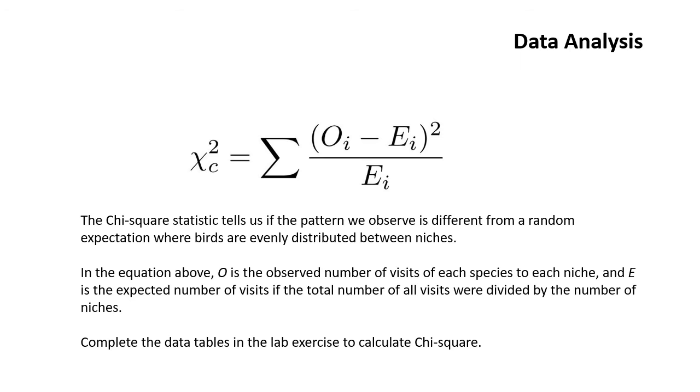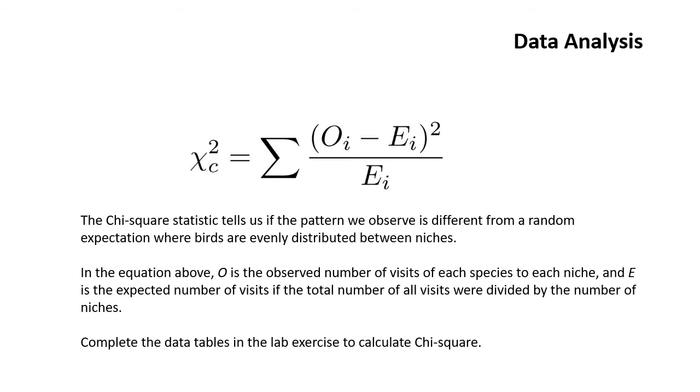So we need to use a chi-square here to see if our pattern is different from random. The chi-square statistic tells us if the pattern we observe is different from the expectation where birds are evenly distributed. So if we divide the total number of visits by the number of niches, that would be our random, or null, expectation. And if our observed is significantly different, then we can conclude that these niches are actually partitioning bird foraging.